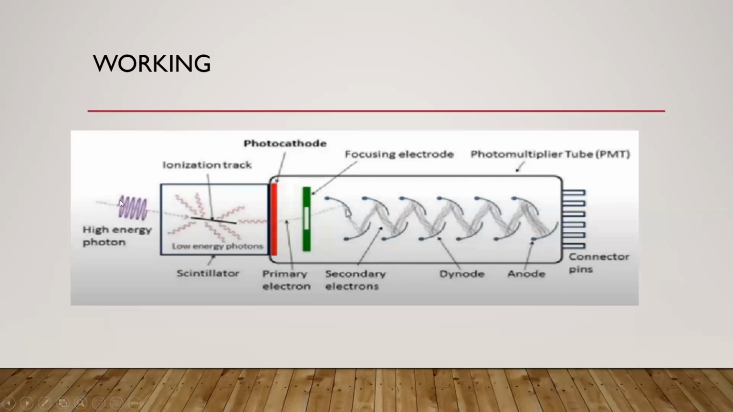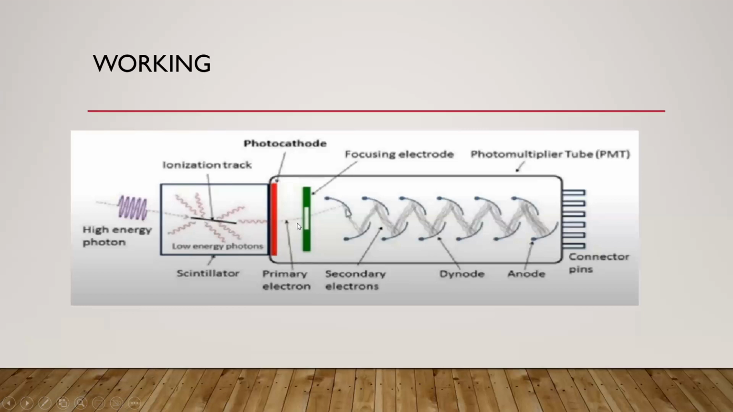Here we have the high energy photons, that is the gamma radiations which are emitted by the radioactive isotopes. These gamma radiations hit the scintillating material which is present in the scintillator. The scintillators get excited when absorbing the high energy radiation, and when they return to the lower energy state, they emit flashes of light.